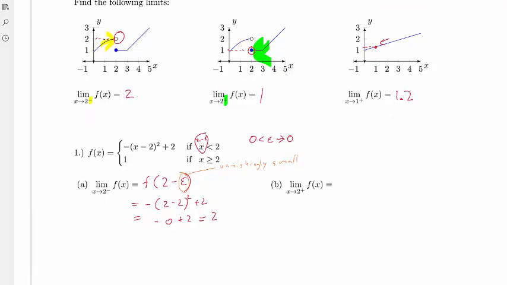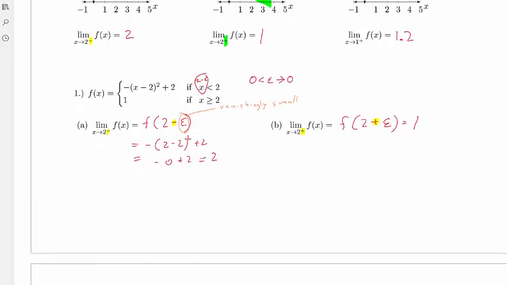All right, awesome. Let's take a look at part B now. Now we're at 2 plus, and note this is the same thing as f of 2 plus epsilon. Do take note: this minus corresponds with this, and this plus corresponds with that plus right there. Now 2 plus epsilon is obviously always going to be a little bit more than 2. So we're going to be using this guy here, which is just 1. That's the answer to that question.